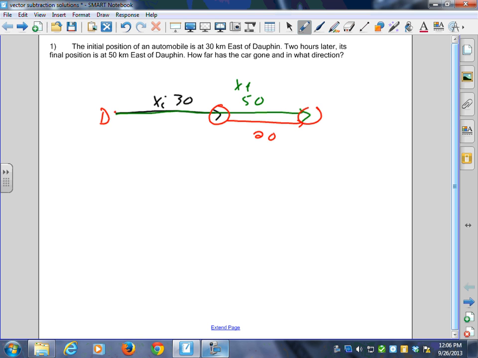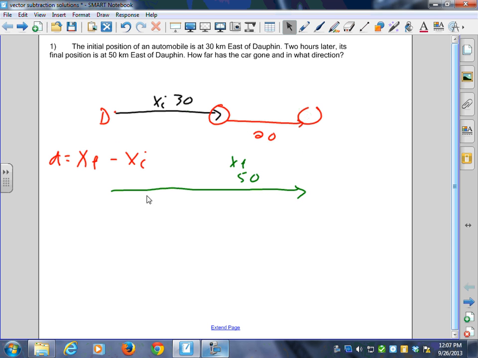Okay, that's easy, but how do you do the vector subtraction? And always with vector subtraction, displacement is final position minus initial position. So it's my final vector, which is my green one, which I'm going to grab here. And I subtract the initial.